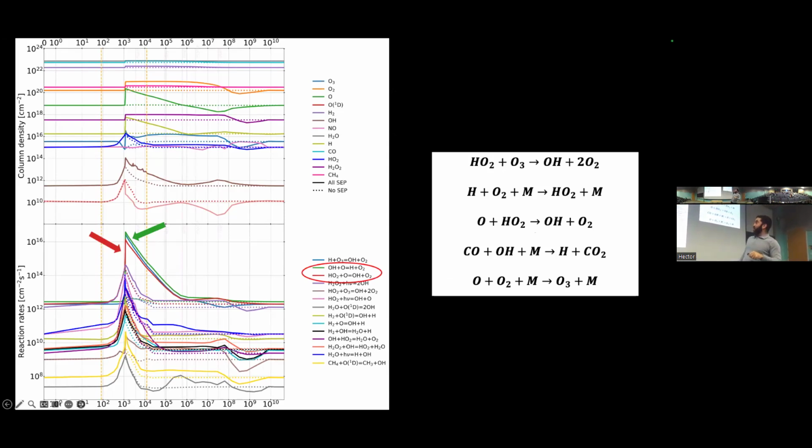We have this line, which is OH plus atomic oxygen, creating atomic hydrogen and molecular oxygen. And this other line, which is HO2 and oxygen, creating OH and molecular oxygen. So these two are building up the oxygen that we see in the oxygen column change. These are the ones that are creating the oxygen.